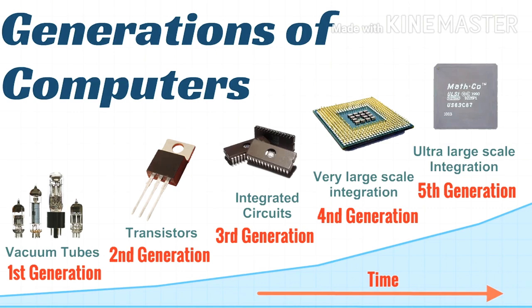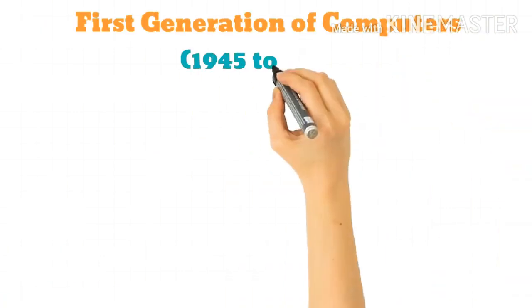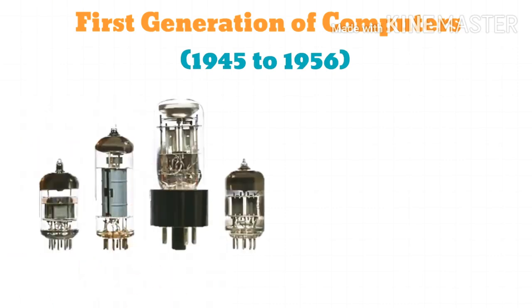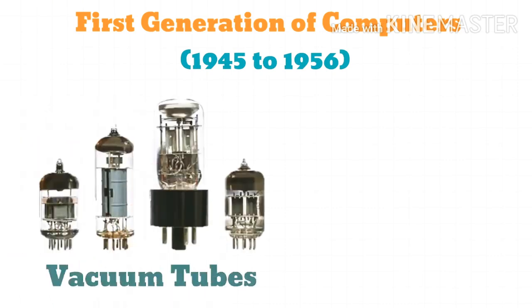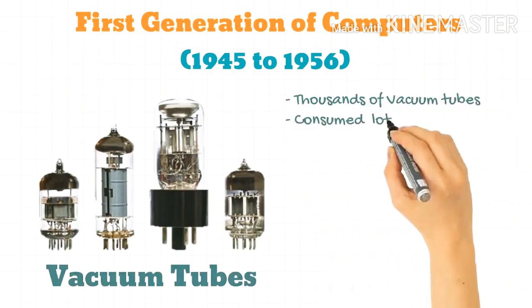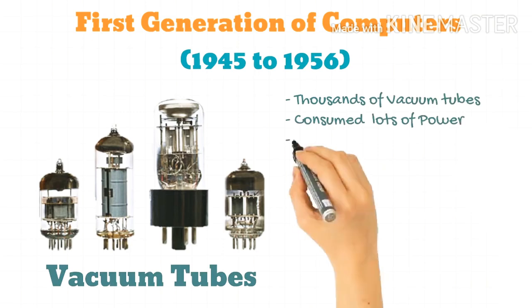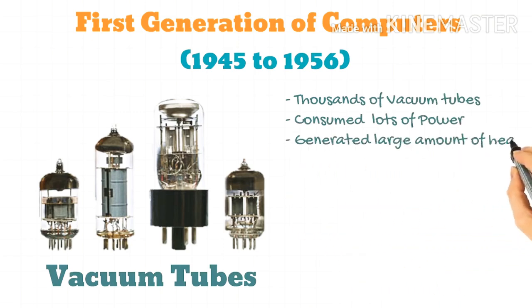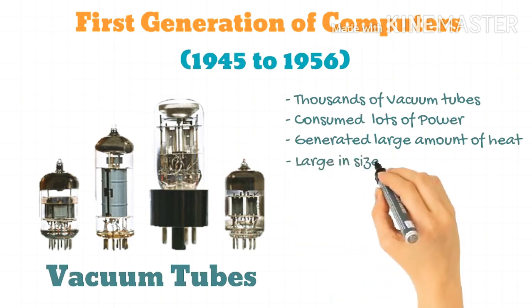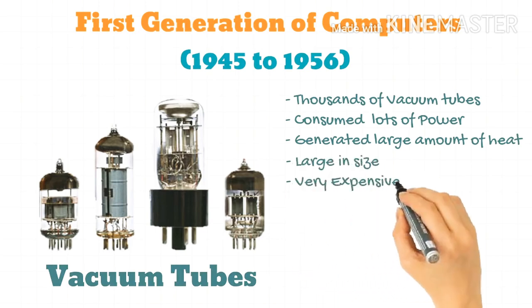Between 1945 to 1956, we have the first generation of computer, which used thousands of vacuum tubes. As a result, they consumed lots of power and generated large amount of heat. They were large in size and very expensive.